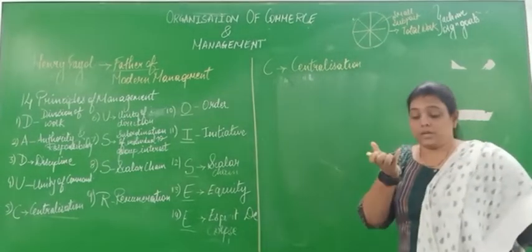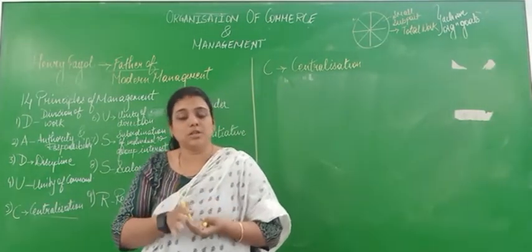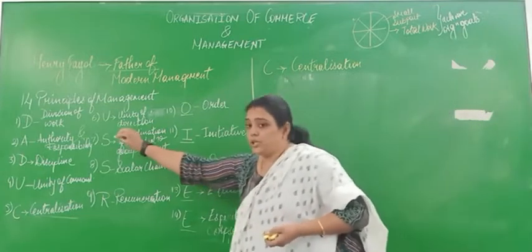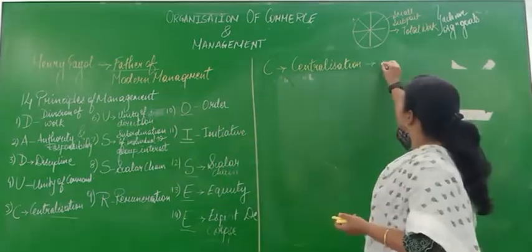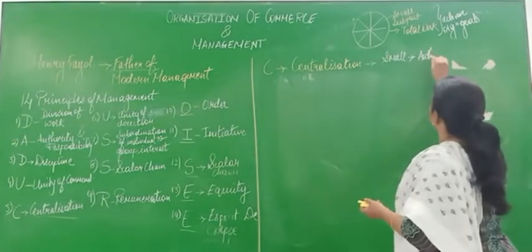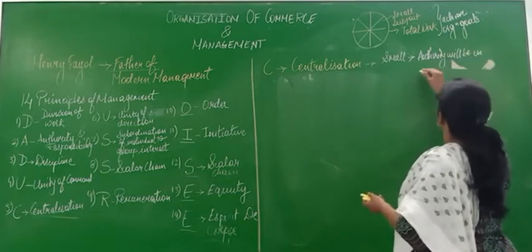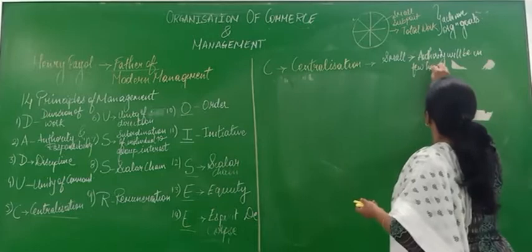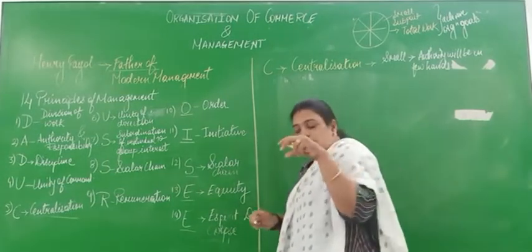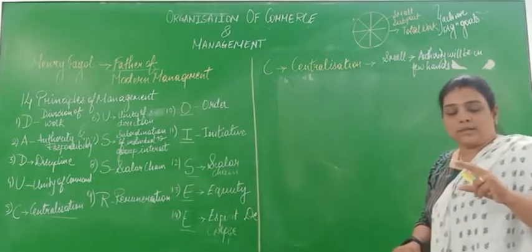Centralization means, generally, in an organization when there is a small organization, you have only one or two departments, right? So the authority is only in one hand. Where there is a small organization, in whose hands will the authority be? Authority will be in few hands. That is, it will be centralized at one place, right? It is a small organization, so only one or two bosses will cover it, and they will have the authority to work, right?